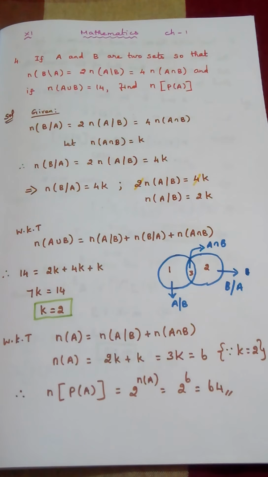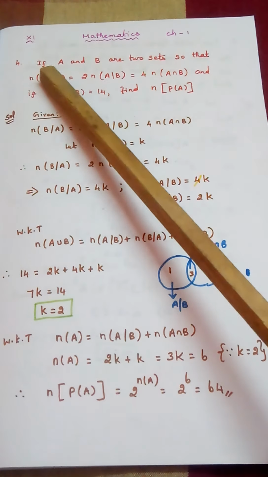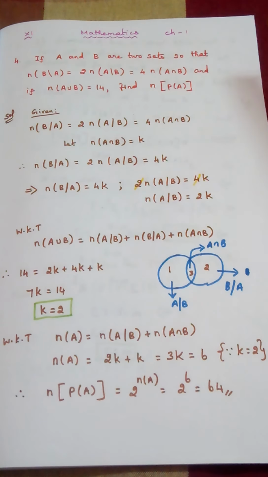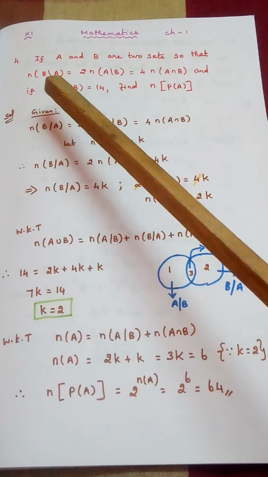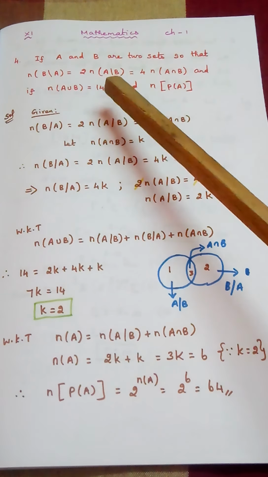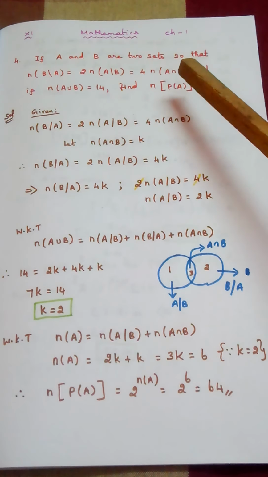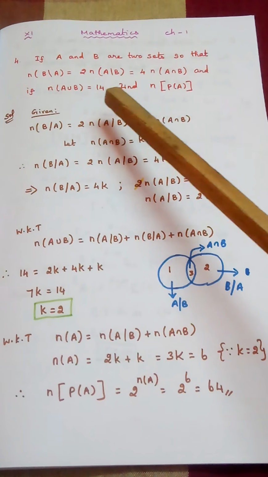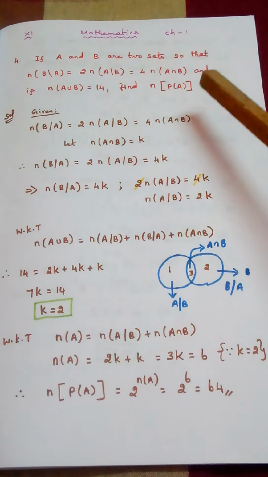Good evening, children. In the continuation of the first chapter, we will see problem number 4 now. Question number 4. If A and B are two sets, so that n(B − A) = 2n(A − B) = 4n(A ∩ B), and if n(A ∪ B) = 14, find n(P(A)).